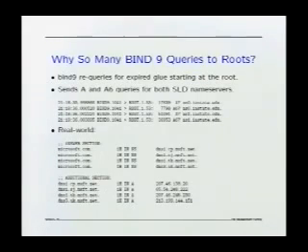But on the other hand, BIND 9 still sends a lot of queries to the roots, and one of the reasons is that it sends A and A6 queries for both expired name server records starting at the root. So when the cached glue record expires, it doesn't start at the top level domain. It starts back at the root, perhaps because it doesn't trust the cached data for the top level domain.